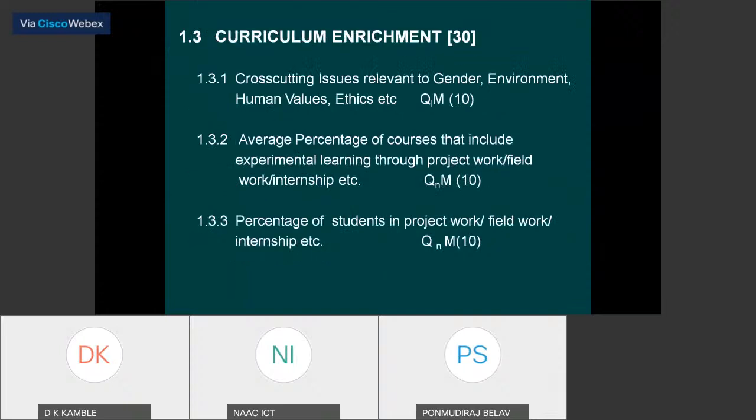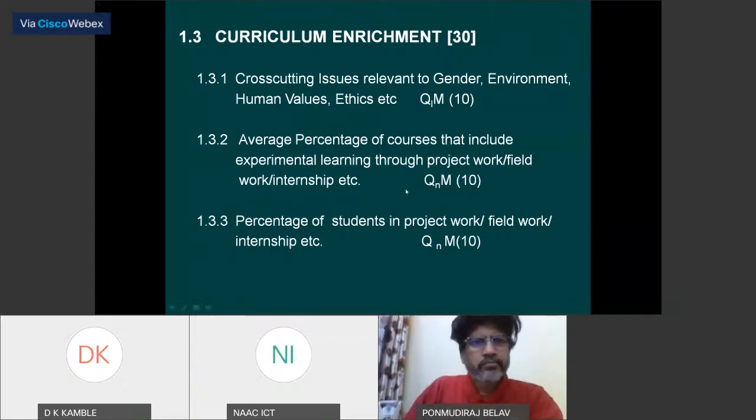Then, coming to curricular enrichment, that also has 30 weightage. In that QnM, the average percentage of courses that include experiential learning through project work, field work, or internship, a particular syllabus is required. With the help of the syllabus only, the institutions should show the experiential learning programs. For that, a syllabus copy is required in those particular subjects.